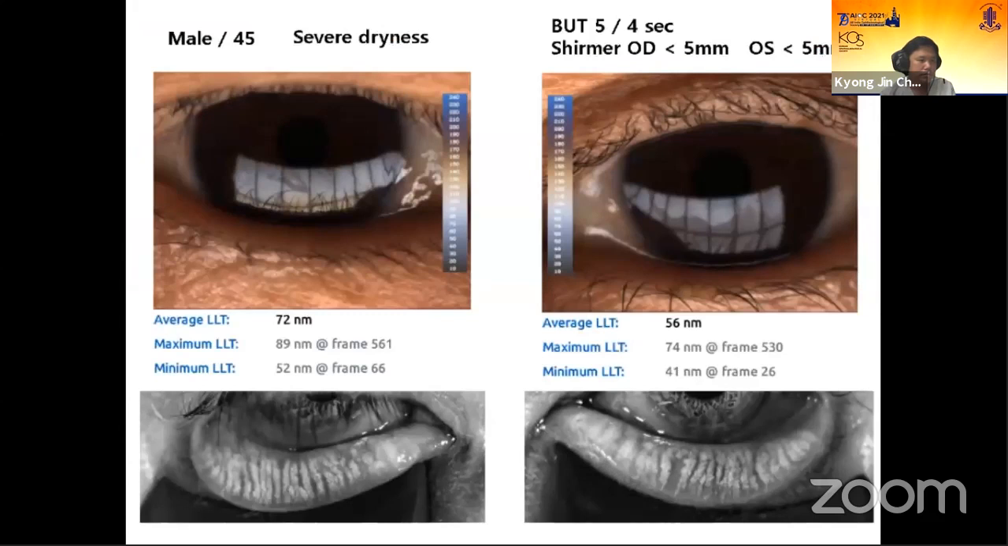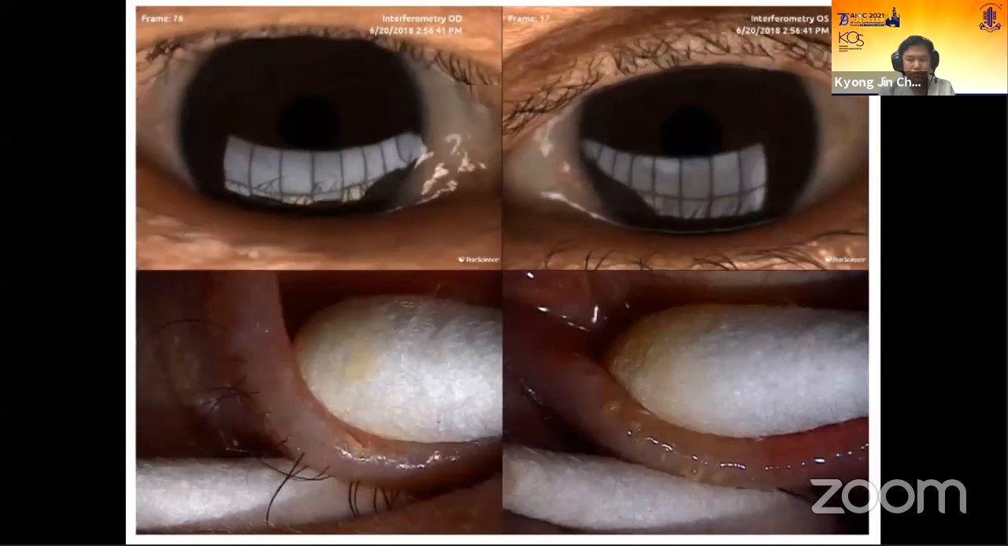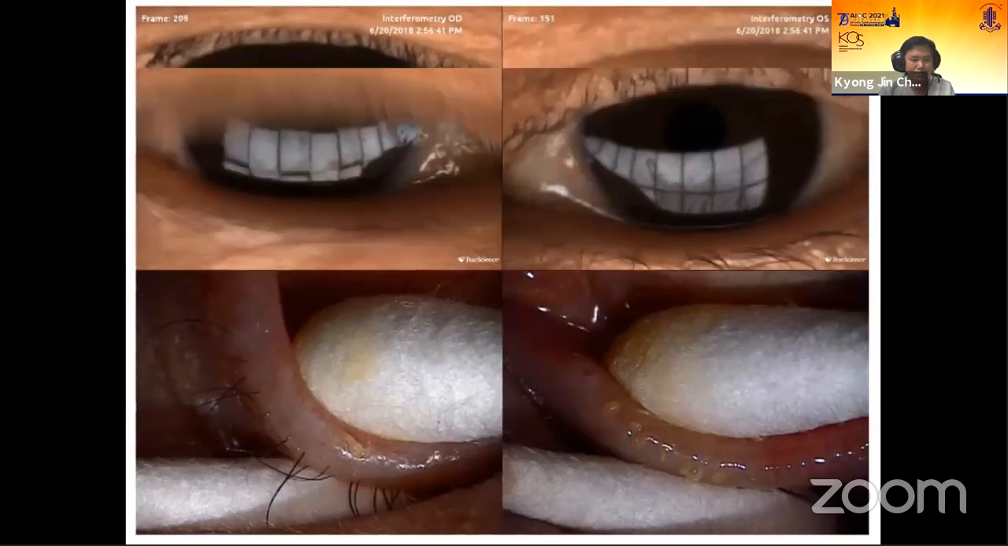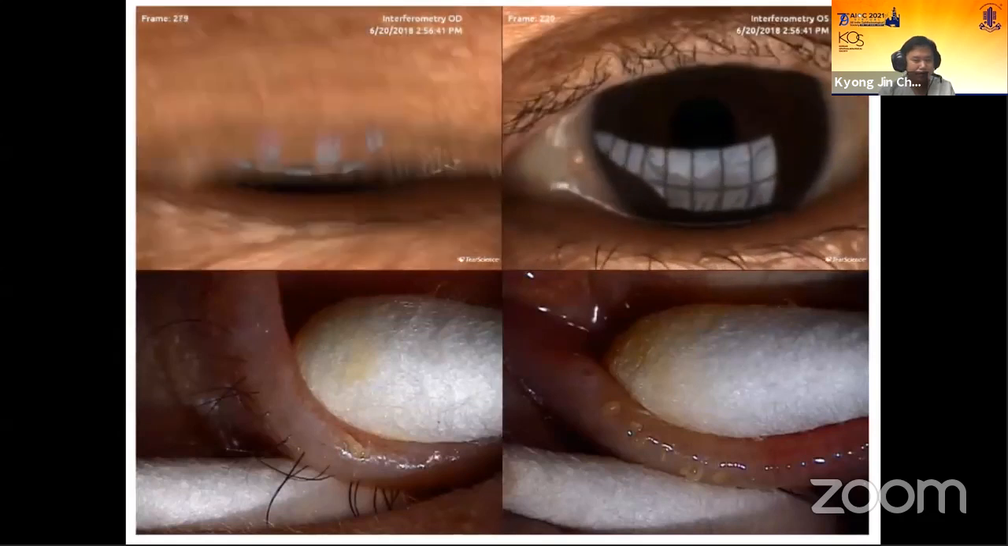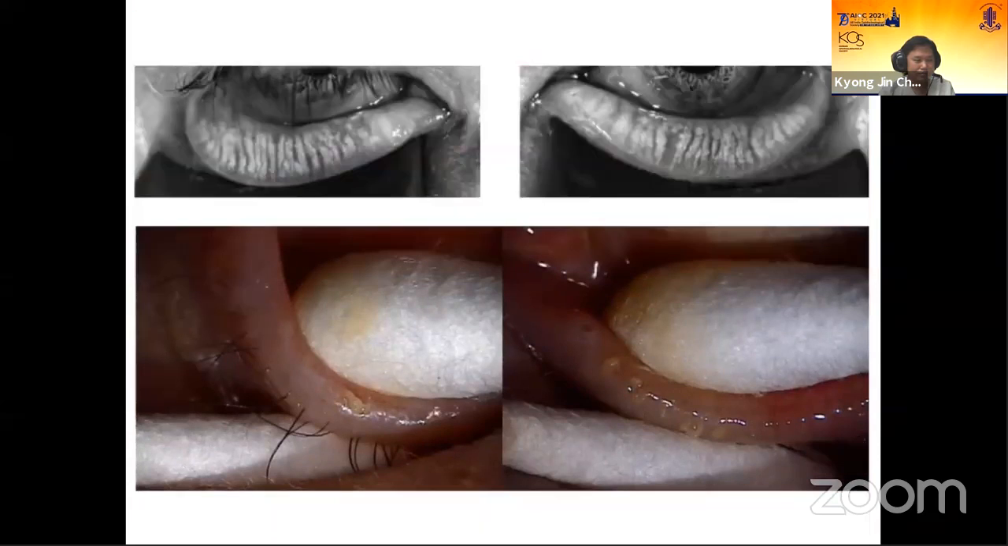In this patient, tear break-up time and lipid layer thickness were decreased, but meibomian gland dropout was not severe. When I squeezed the meibomian gland, a toothpaste-like lipid came out. Even if there is no abnormality in the meibography, dry eye can occur due to abnormal lipid, like this.